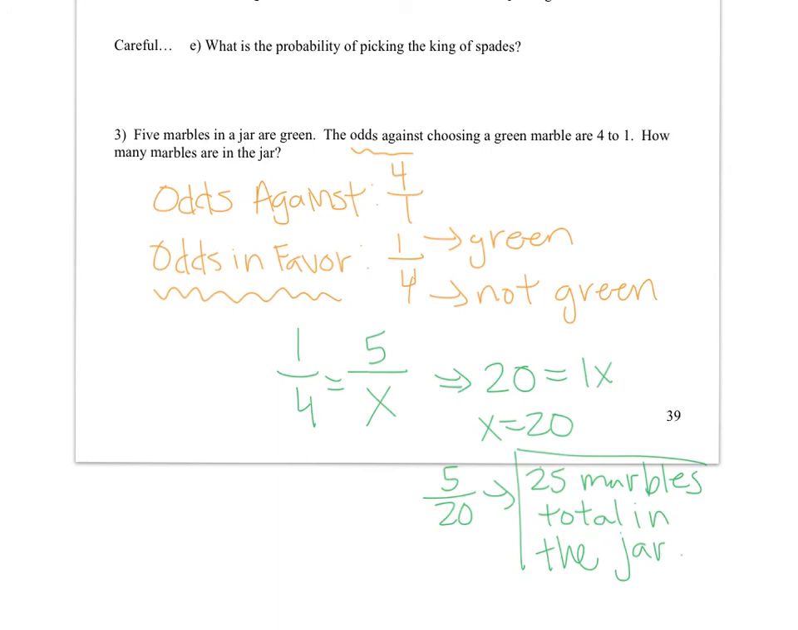So just remember that odds in favor are what we want over what we don't want, and odds against are what we don't want over top of what we do want. So it's really just the reciprocals of each other. So go ahead, guys, and try the practice problems and let me know if you need help.